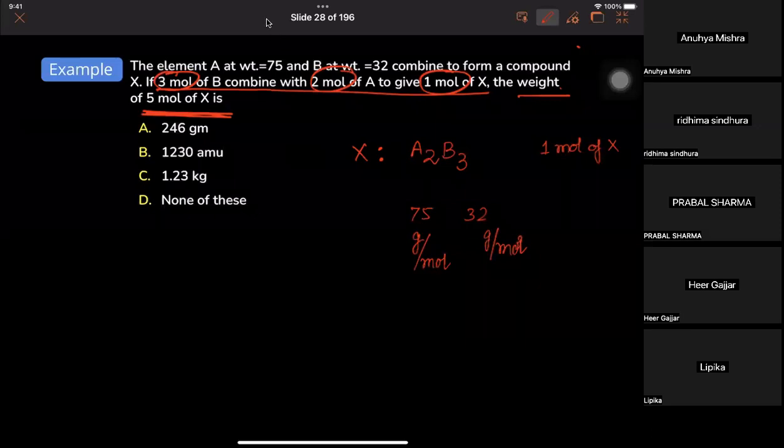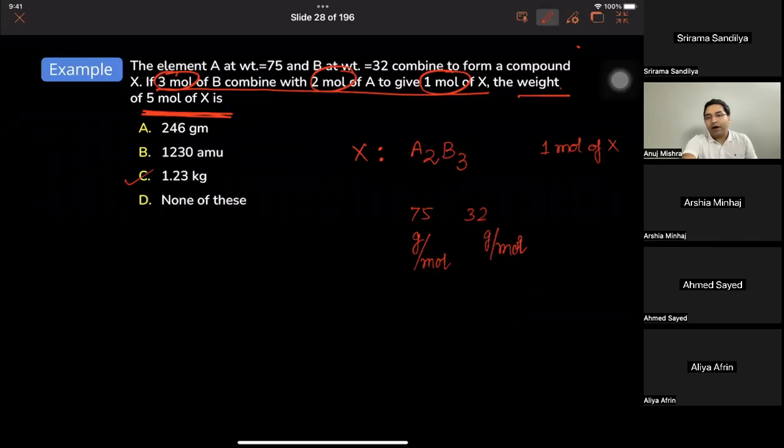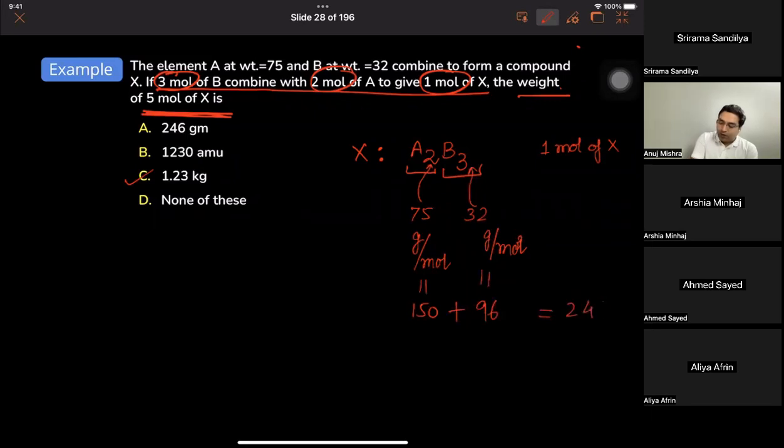Okay, the correct answer for this question is actually C. Very good. Many of you got the right answer. Congratulations. And why is C the right answer? Let me explain to you. 75 gram for 1 mole and there are 2 moles of A and 3 moles of B. So what am I going to multiply? 75 with 2. How much is that? 150. Similarly, 32 into 3. How much is that? 96. You add both of them, comes how much? 246 grams. That amount, 246 gram, is 1 mole.